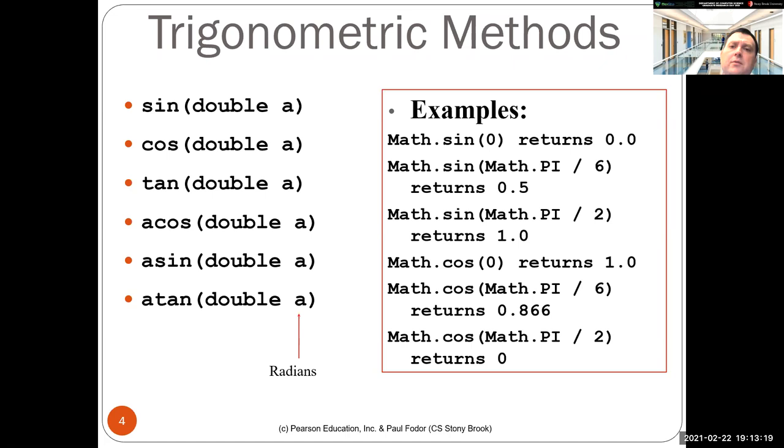So for instance, Math.sin of 0 returns 0. Math.sin of Math.PI divided by 6 is 0.5. Math.sin of Math.PI divided by 2 returns 1. This is about 90 degrees. Pi corresponds to 180 degrees. So for Math.PI divided by 2, you get 1, and for 0, you get 0. Cosine works as follows. Math.cos of 0 is 1, and Math.cos of Math.PI divided by 2 returns 0. So it takes the radians and returns the trigonometric values for those radians: sin, cos, tan.